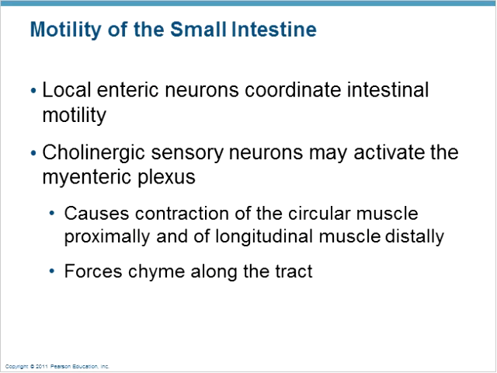The local enteric neurons coordinate the intestinal motility, and the cholinergic sensory neurons, those neurons which use acetylcholine as their neurotransmitter, may activate the myenteric plexus. This causes contraction of the circular muscle proximally, the longitudinal muscles distally, and forces chyme along the tract.